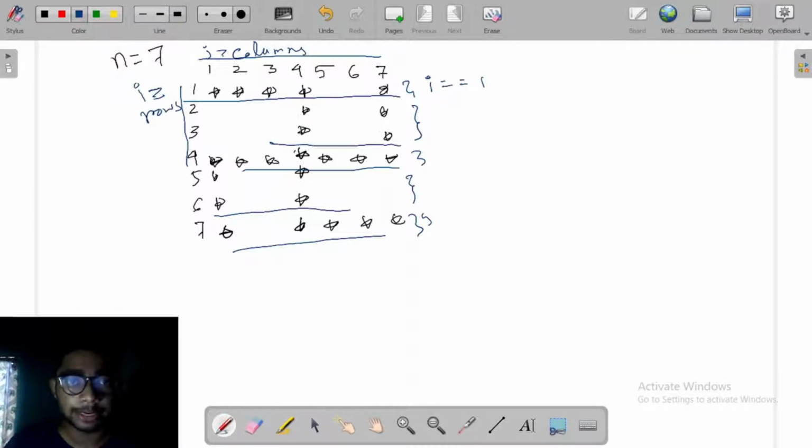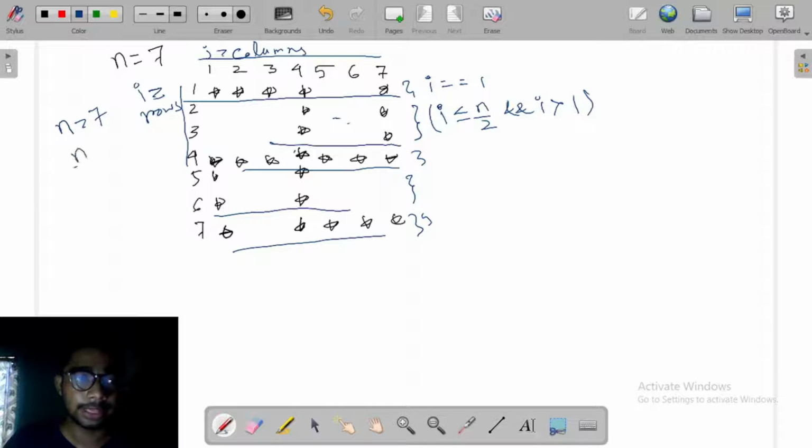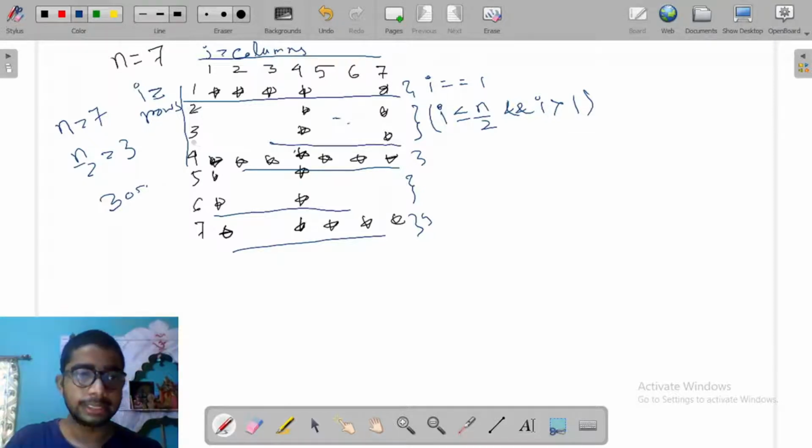We are going to print this pattern when I is less than or equal to n by 2 and I is greater than or equal to 1. See, n is here 7 and n by 2 means 3. So when I is less than or equal to 3, that means 3 or less than 3, and I is also greater than or equal to 1. That means I is starting from 2 till less than or equal to n by 2. Next, come to the next part.